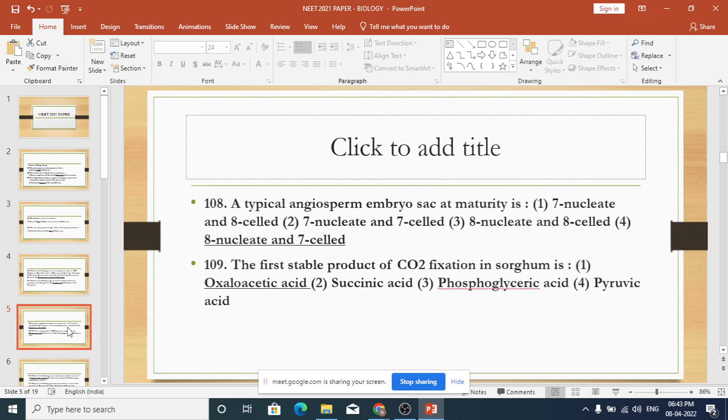108. A typical angiosperm embryo sac at maturity is. Is it 11th or 12th?